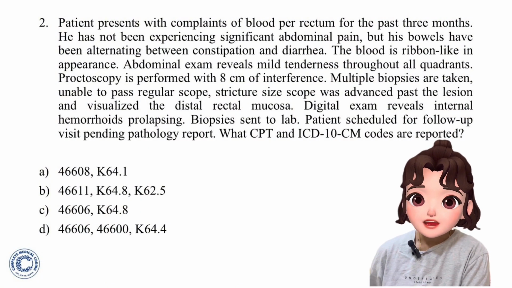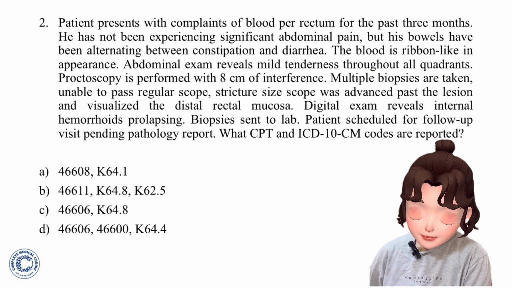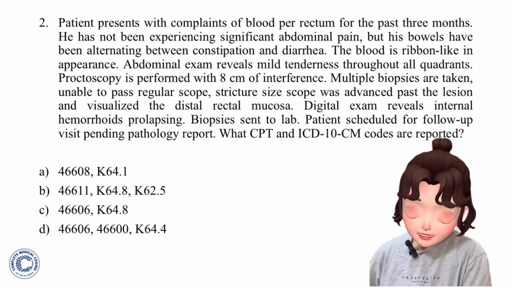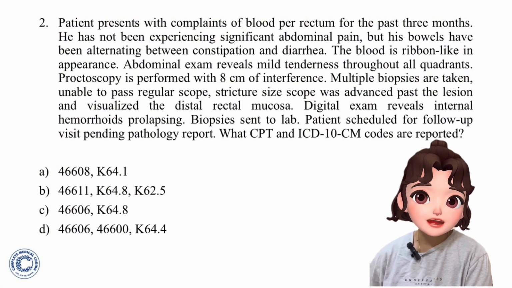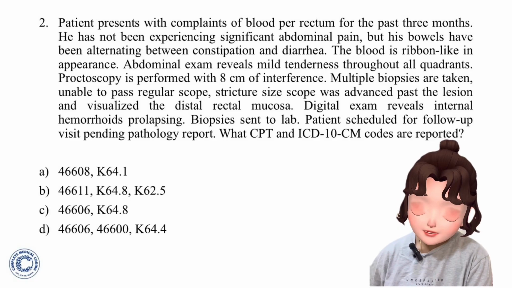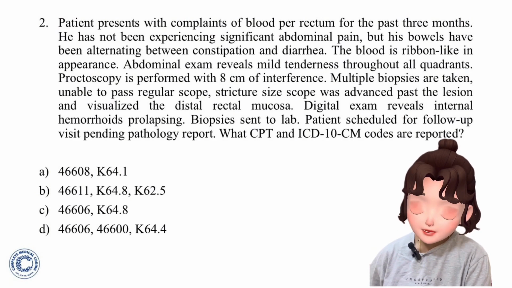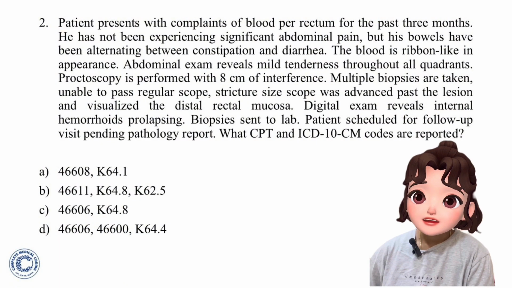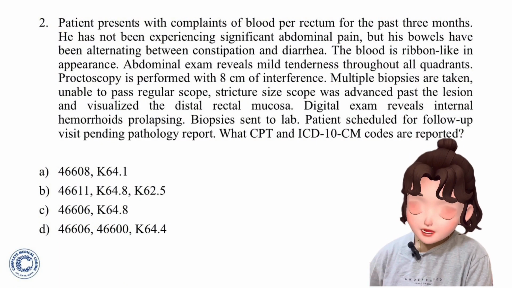The CPT code. What is 46608? Option A, 46608 is anoscopy with removal of foreign body. Anoscopy, yes, proctoscopy or anoscopy, both are the same. So here 46608 is with removal of foreign body. Nothing in the question mentions removal of foreign bodies.